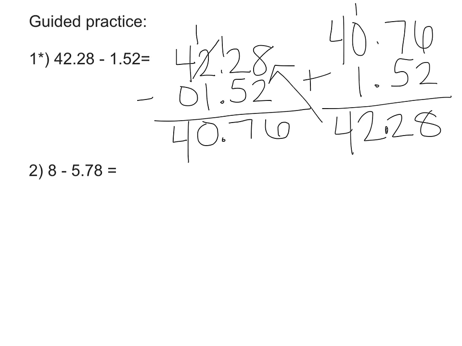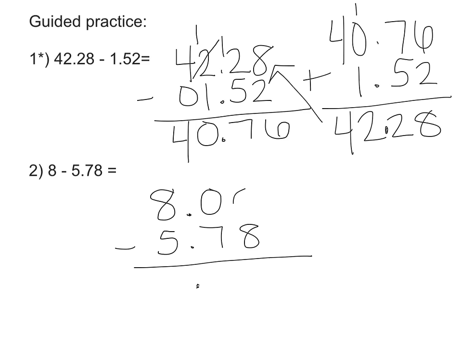For our next problem, we are going to look at 8 minus 5 and 78 hundredths. When we look at our whole number, we know that there is a decimal point right after the whole number, even if it's not written there. And then I'm going to put 5 and 78 hundredths underneath. This is where adding zeros to your problem is very important because we know we can't subtract a number from a number that doesn't exist. So I'm going to add zeros, and then I'm going to have to borrow.